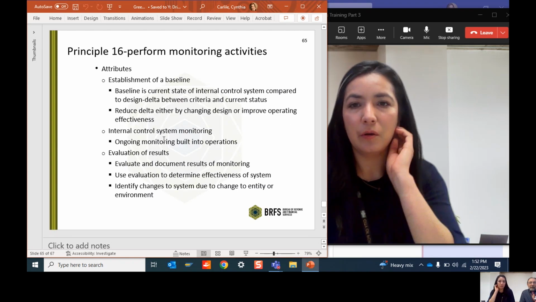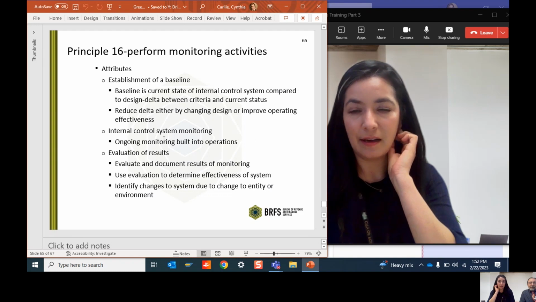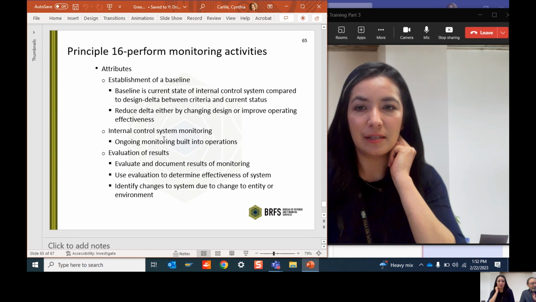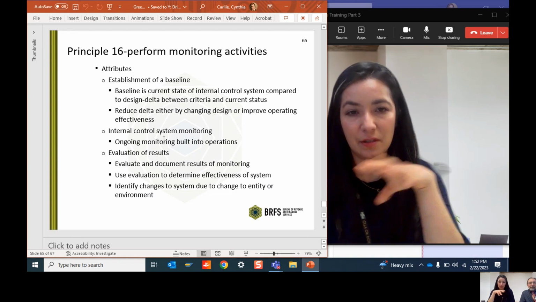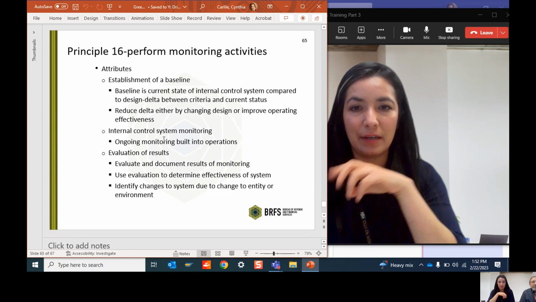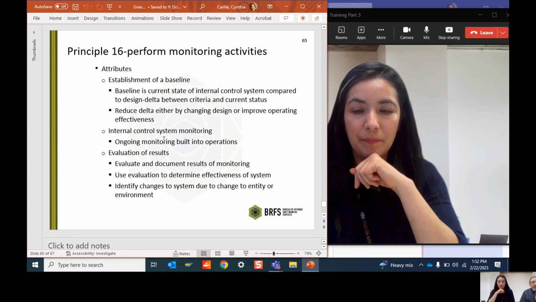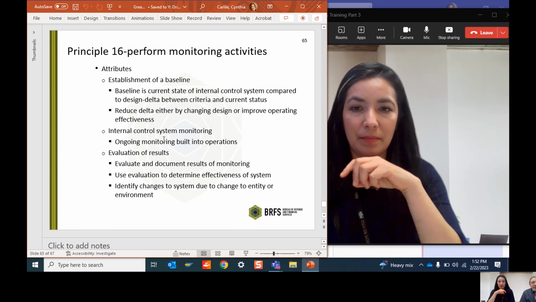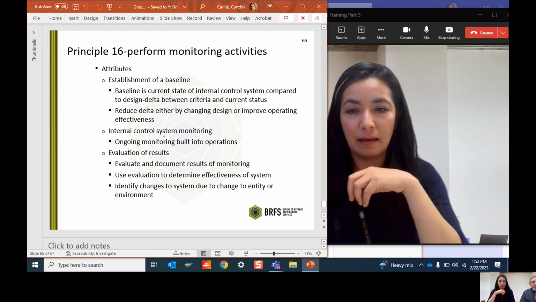Okay, so the performance of monitoring activities, some of these attributes include the establishment of a baseline. And a baseline is a current state of an internal control system compared to design. And the difference, or the delta, between the criteria and the current status is what they would be evaluating. And you can reduce that delta by either changing the design or improving the operating effectiveness.